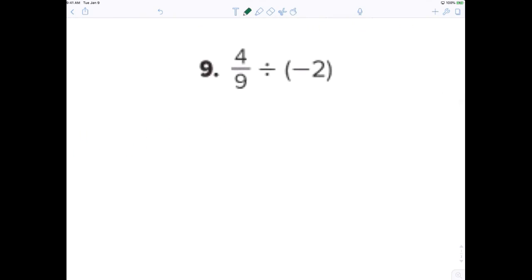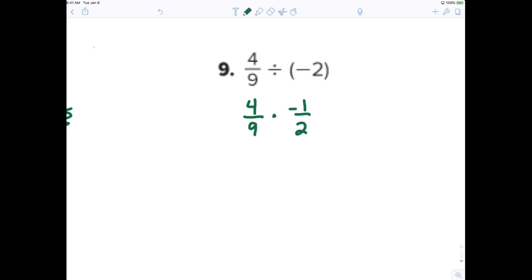All right, Miss Sienna, what am I doing for this one? 4 over 9 times. Good job. Doesn't matter where you put the negative, though, right? No. All right, so now my final answer is going to be positive or negative. Good job. And now, is there anything I can reduce? 4 and 2, you can do 2 and then get 1 and then 2. So final answer? Negative 2 over 9. You're awesome. Negative 2 over 9.